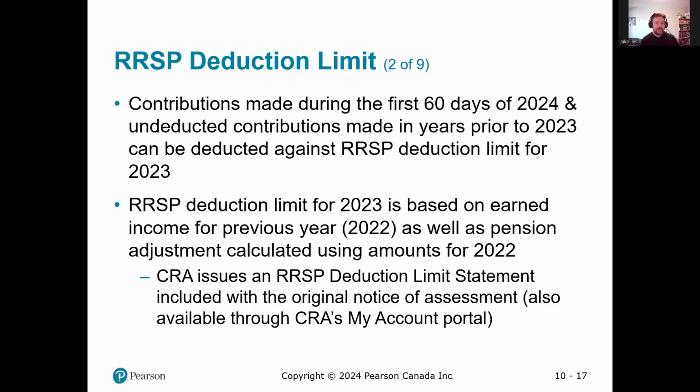So they say, okay, use 2022's income to calculate 2023's contribution space, because that income is known. It's not going to be based on estimates. I know what I'm adding to my space. So we always use the previous year's earned income to calculate this year's contribution space. It's based on earned income for the previous year, as well as pension adjustment calculated using 2022 amounts.